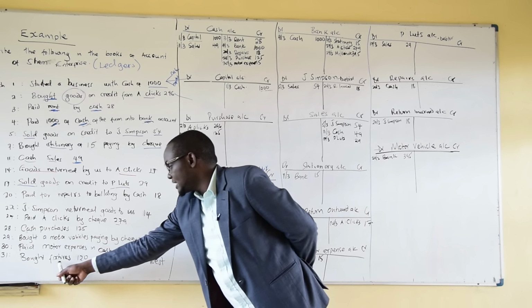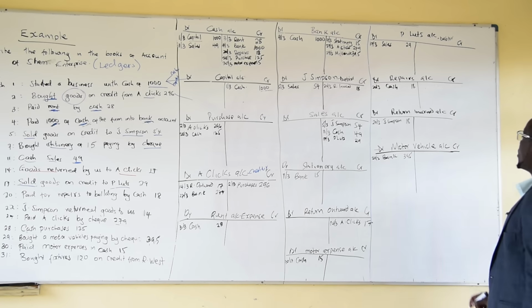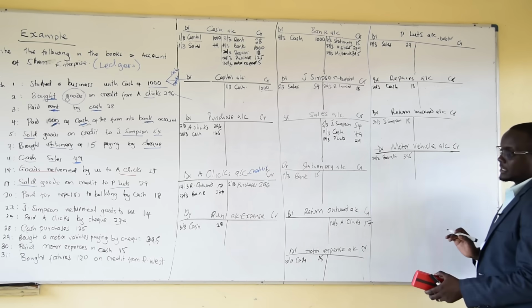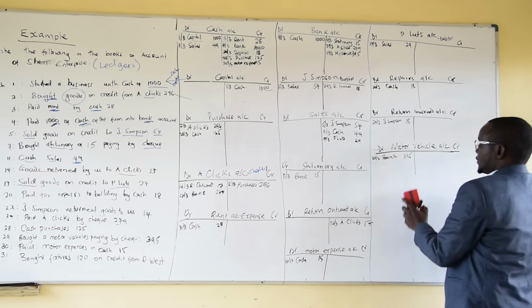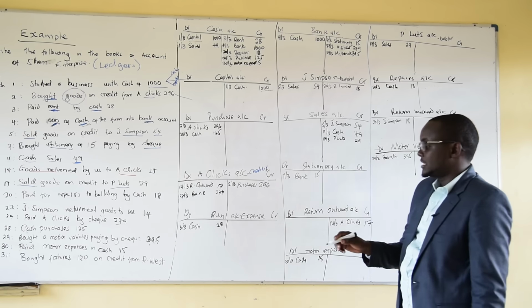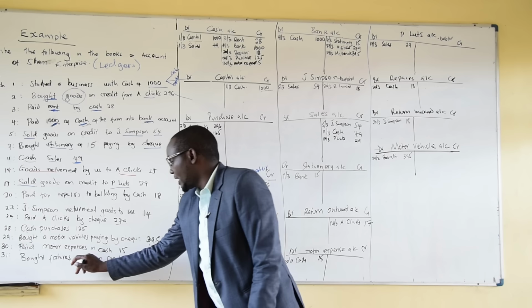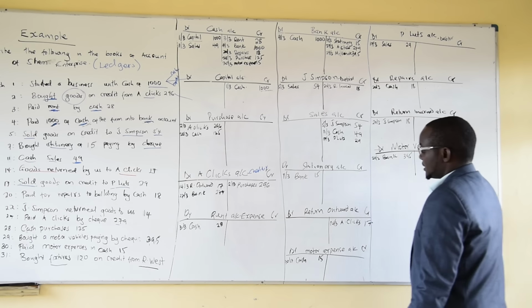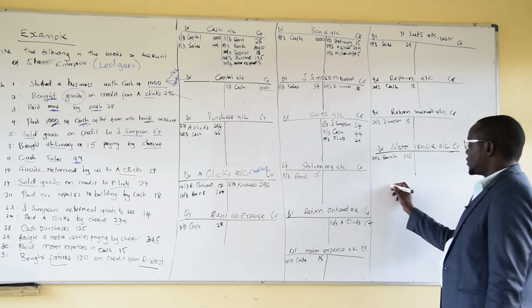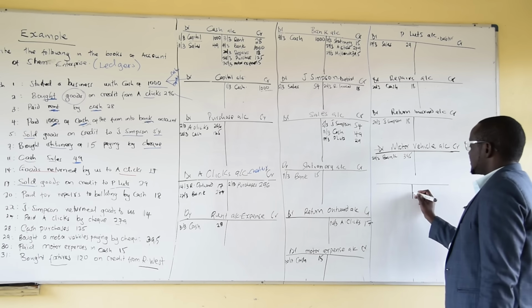The last one is that we bought fixtures on credit from R West. So when you are buying fixtures on credit from R West, the two accounts being affected here are R West and fixtures. For R West, we need to open an account. So I will open this account that we call R West.